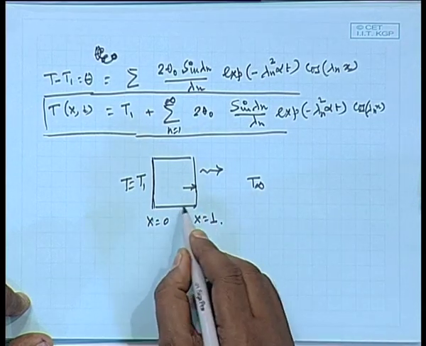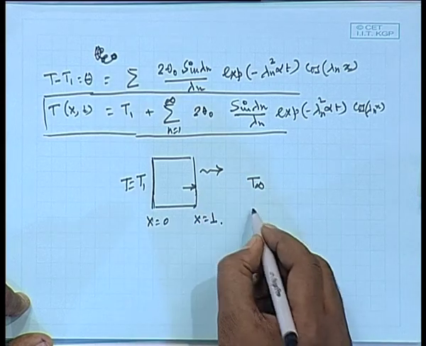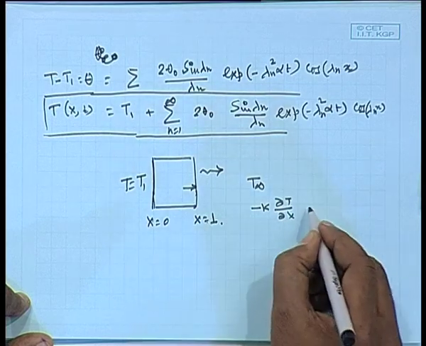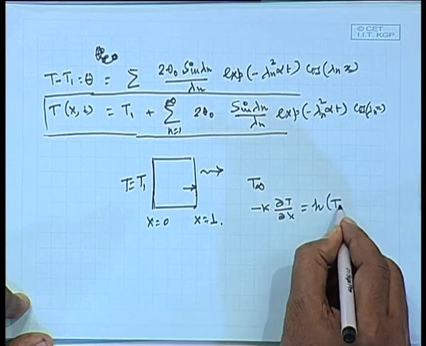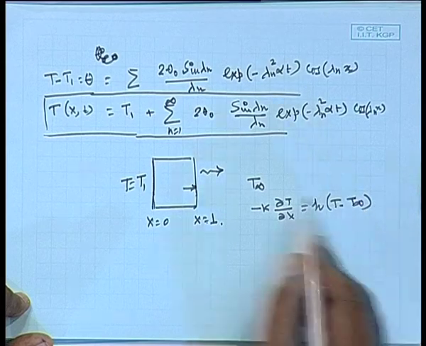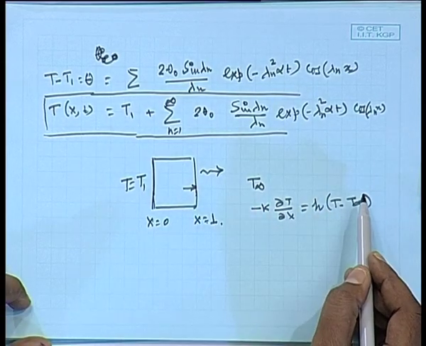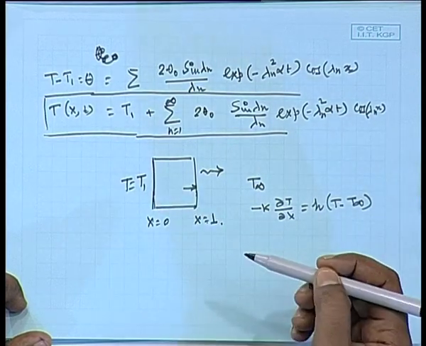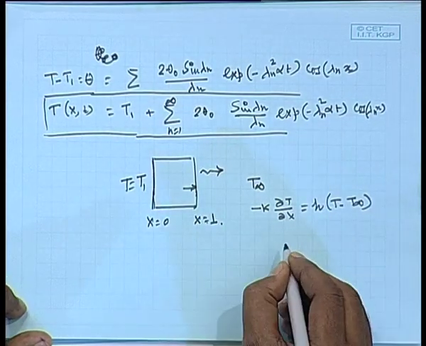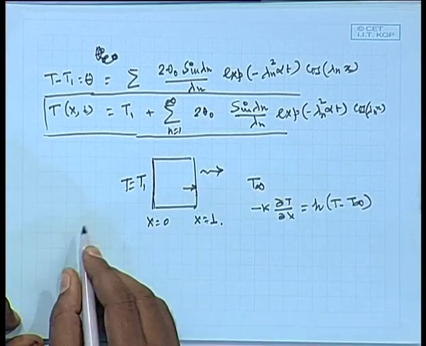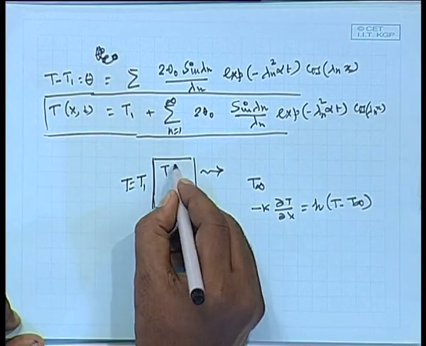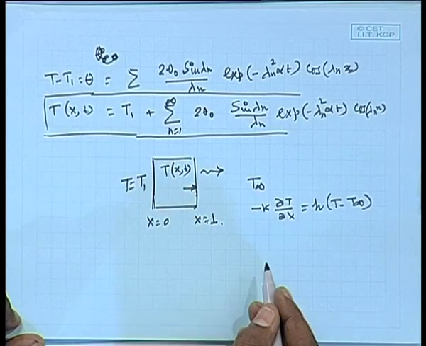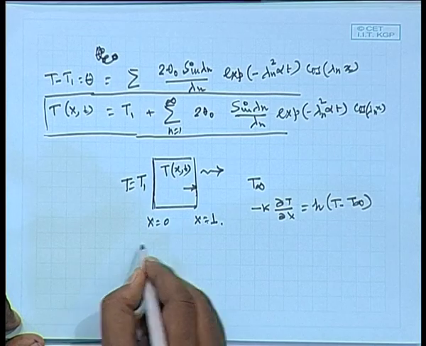So the amount of heat that is conducted at this place, minus k del T del x at x equal to 1, should be equal to h times (T minus T infinity), if at any point of time the T infinity temperature is lower than the temperature of this body. Otherwise it will be flowing in the opposite direction. Okay. Our interest now is to find out the temperature within the body at any point x at any time t. The governing equation remains the same.